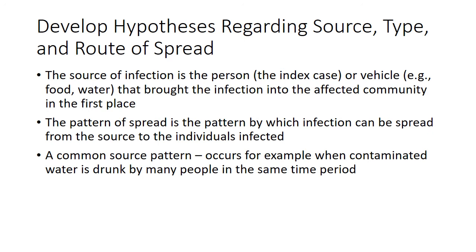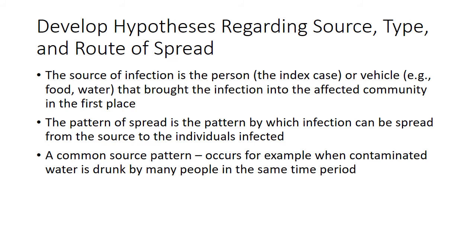So when we're trying to develop these hypotheses regarding a source for an epidemic, the type or the route of spread, it's important to make sure definitions are together. And so again, the source of infection may be a person, which we call the index case, or it could be a vehicle, including things like food or water, that actually brought the infection into the affected community in the first place. That's kind of the source. The pattern of spread is going to be considered that pattern by which infection can spread from the source to the individuals affected, whether it's by consuming the food, whether it was fecal oral spread, things like that.